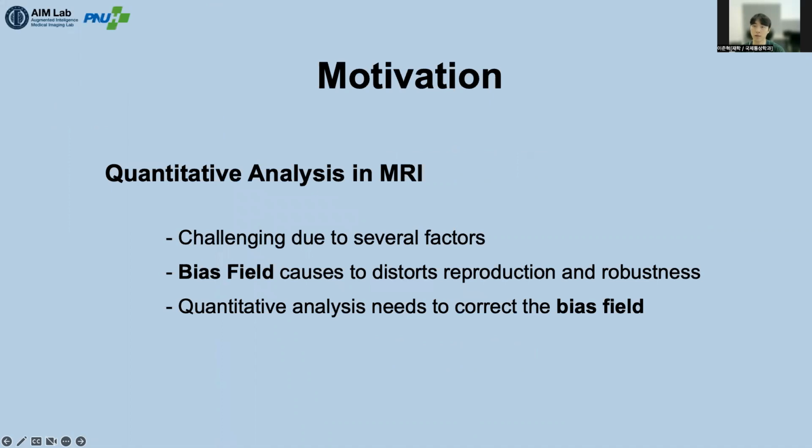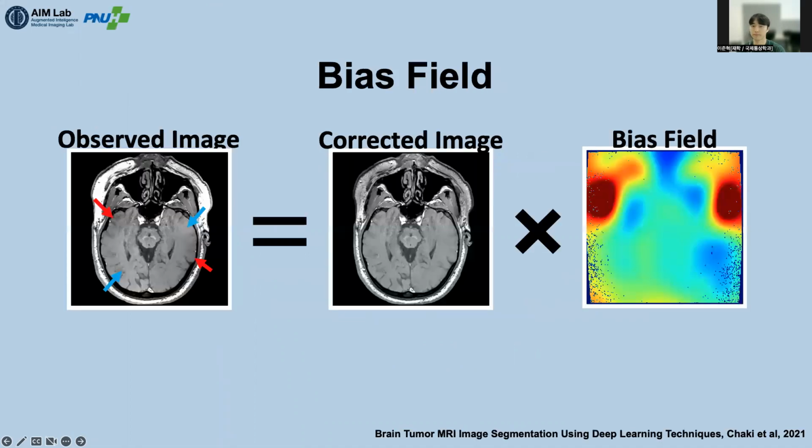Quantitative analysis in MRI is challenging due to the bias field. Quantitative analysis needs to correct the bias field for desirable results. What is the bias field, then? The term bias field refers to intensity inhomogeneity.